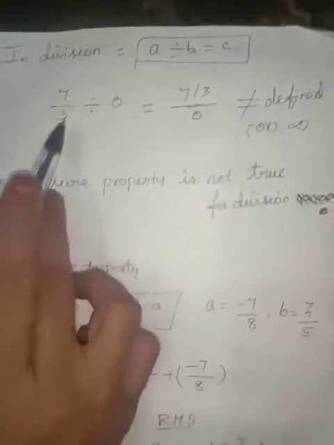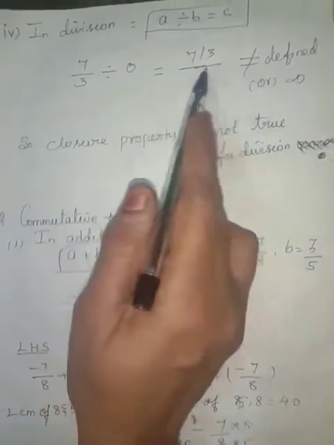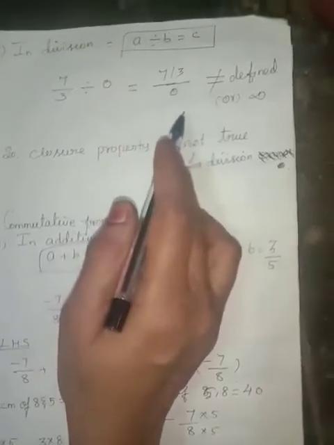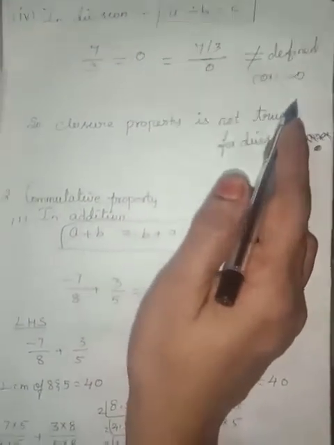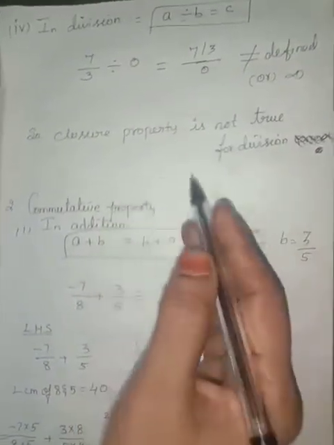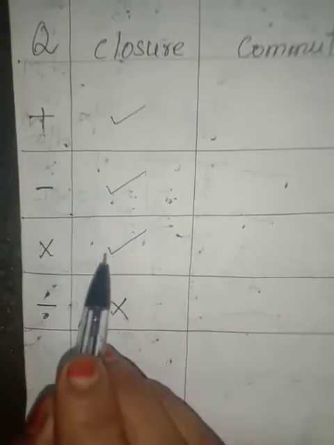What about division? Let's see. 7 by 3 divided by 0, we get undefined or infinite value, because when I divide any number by 0, the answer is undefined or infinite. So I can say that the closure property does not hold when the denominator is 0. The closure property is satisfied under addition, subtraction and multiplication, but closure property is not satisfied under division, because when we put 0 in the denominator.